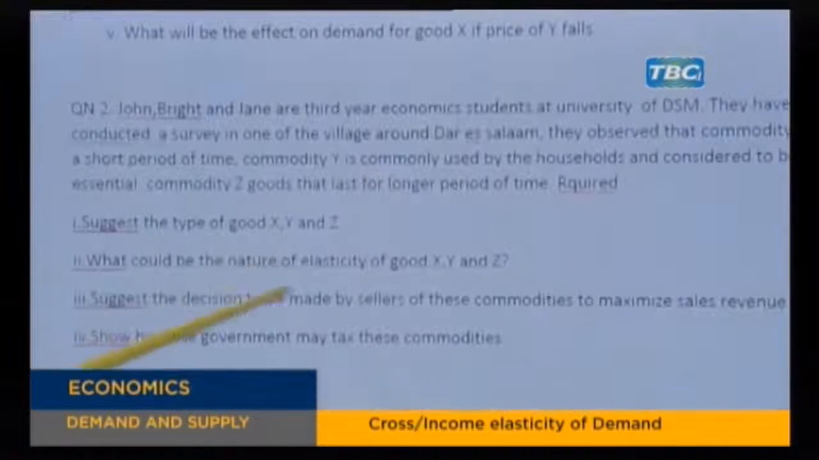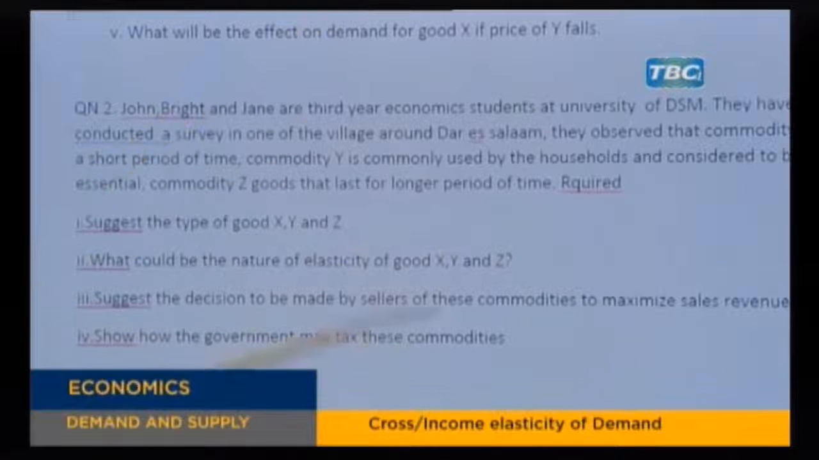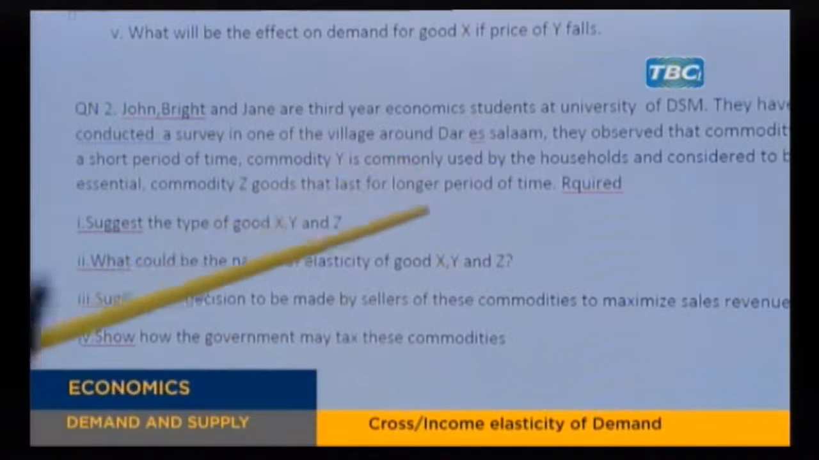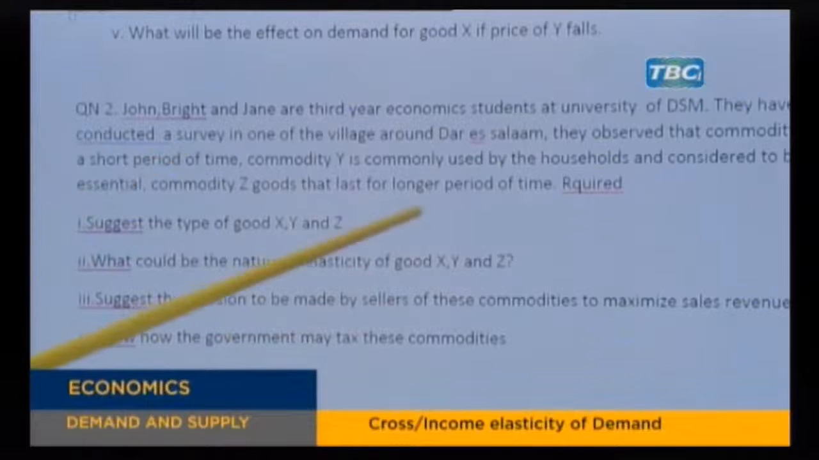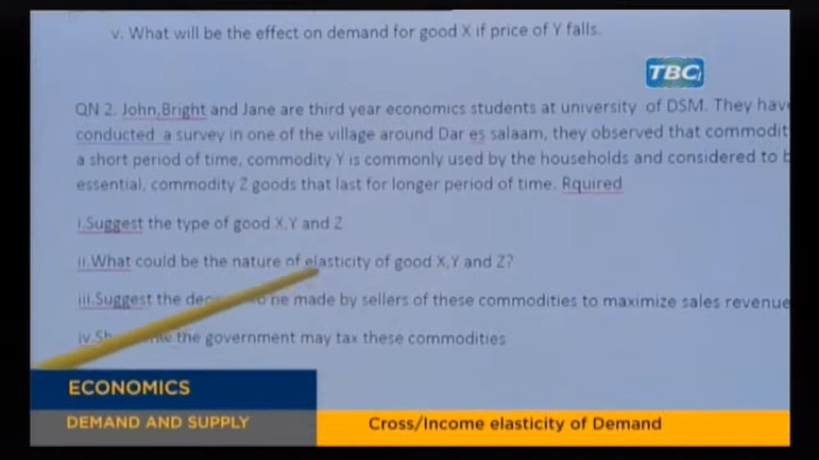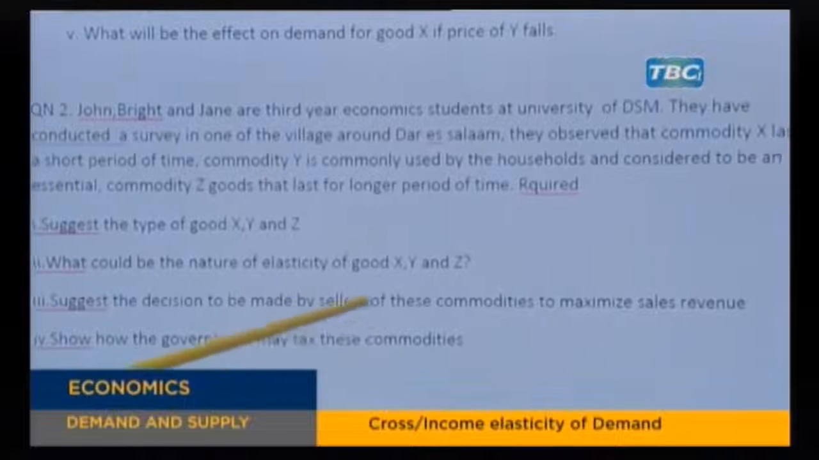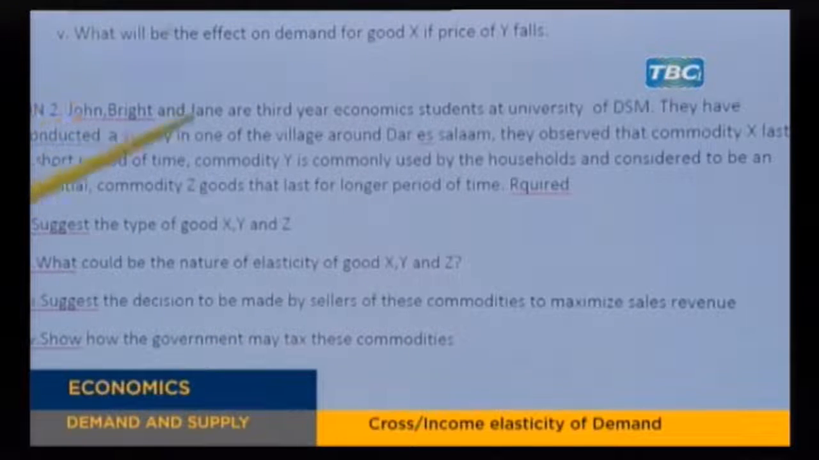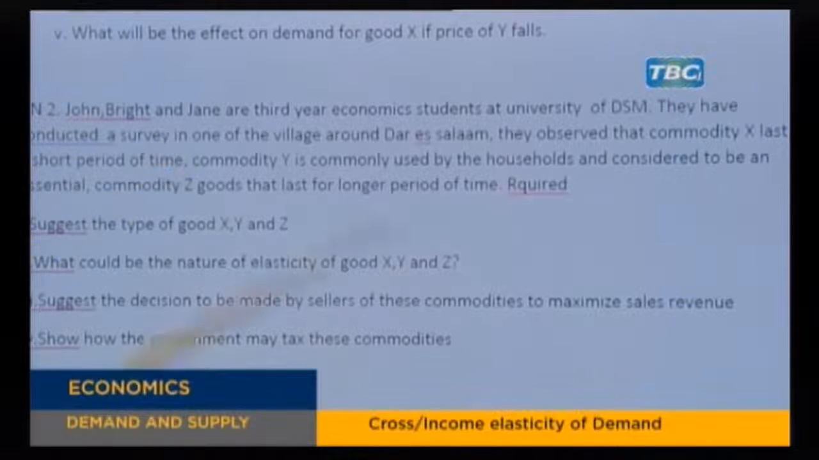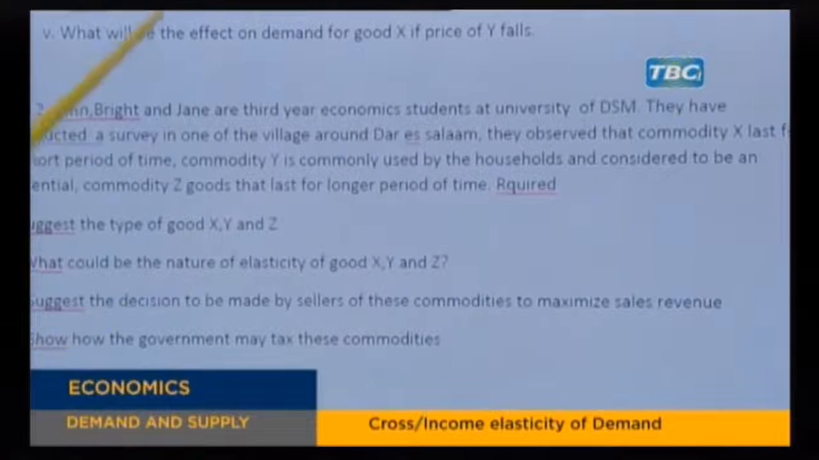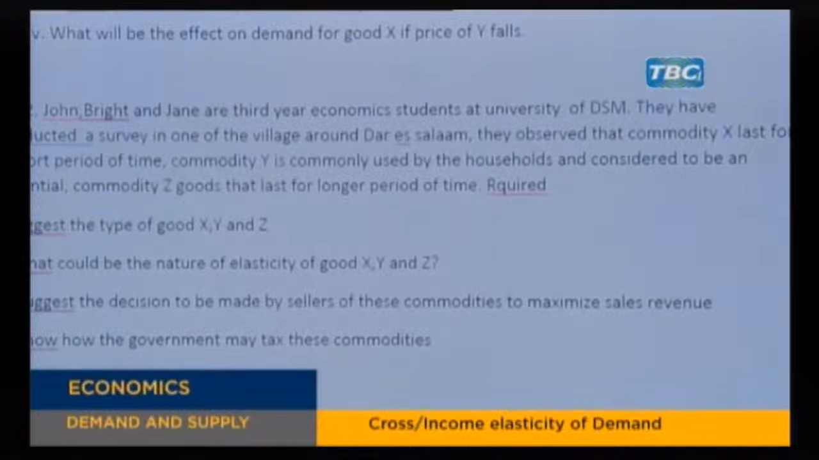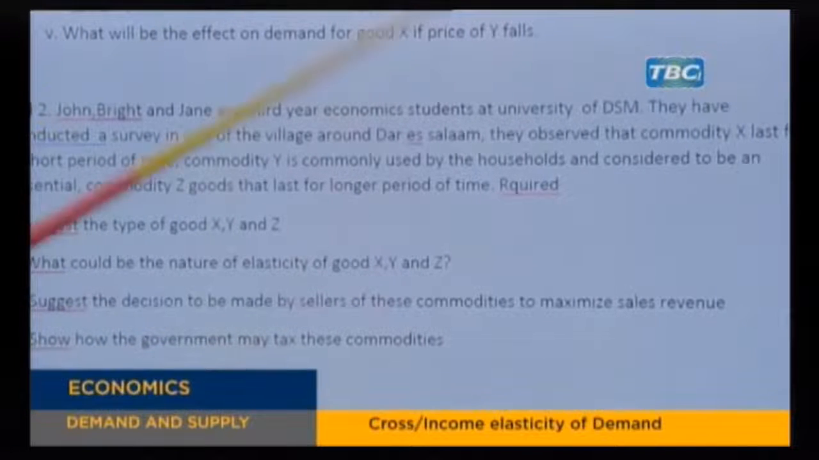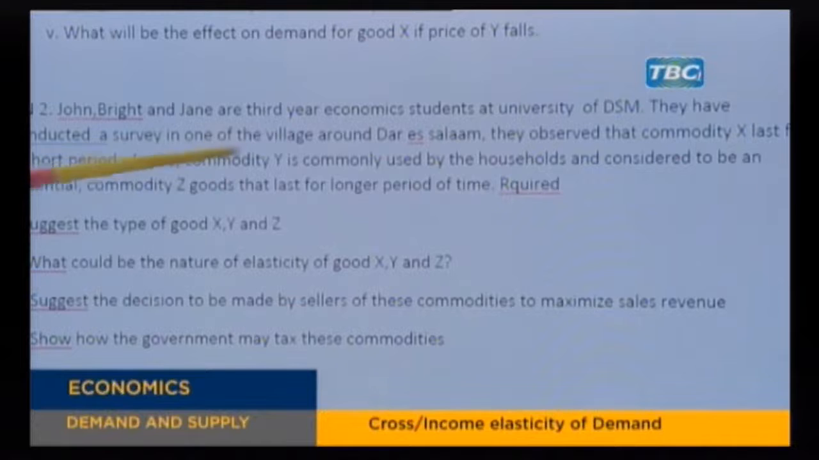Number 3, suggest the decision to be made by sellers of these commodities to maximize sales revenue. Assume you are selling among those goods. What decision can you make to raise your revenue? Remember the nature of X, Y, and Z. Assume you are a seller in that village in Dar es Salaam. What decision should they take to maximize sales revenue based on the information given?